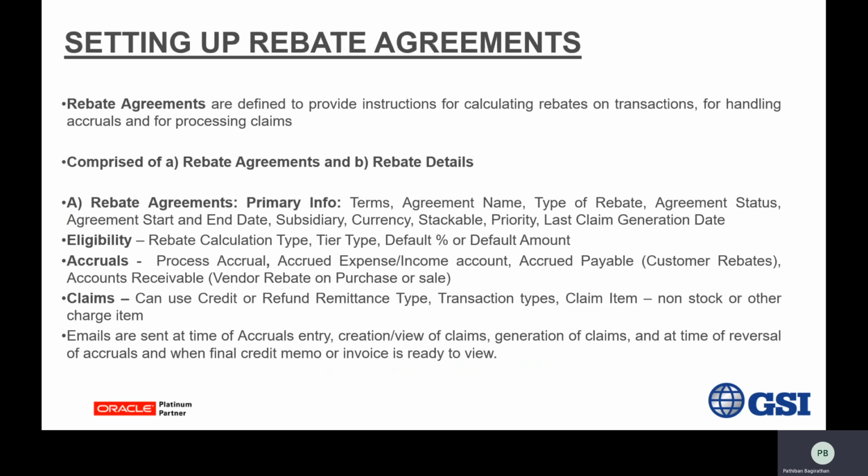And then there are emails sent at time of accruals entry, or creation or view of claims, generation of claims. So anytime you create an accrual, you create your claim, these emails can be generated to be sent out to the accounts receivable department or the finance department or the customer or the vendor. And when the final credit memo or invoice is ready to view, then you can send out emails. So this is all cool tools which are already available in NetSuite without any customizations. Okay.